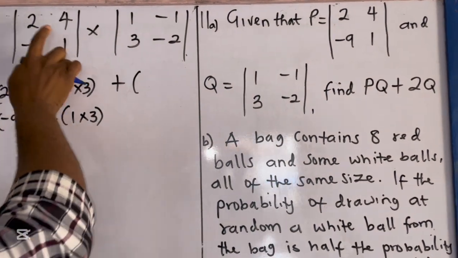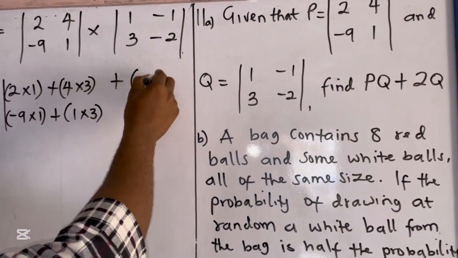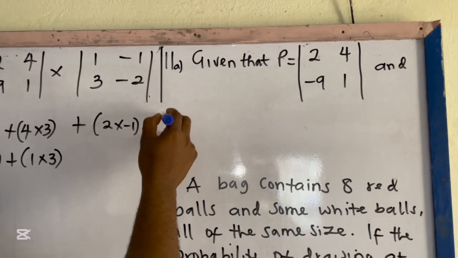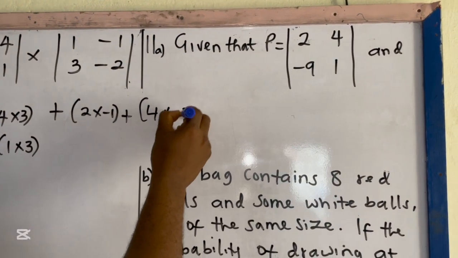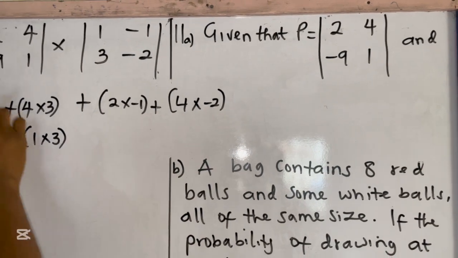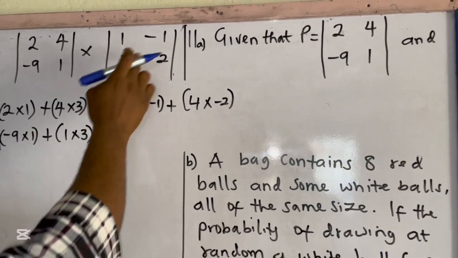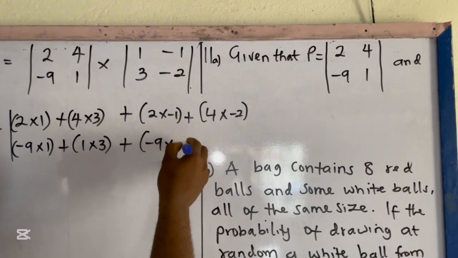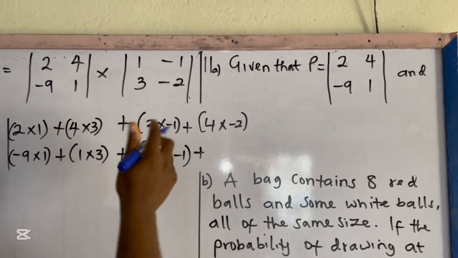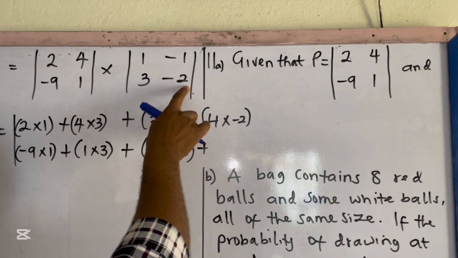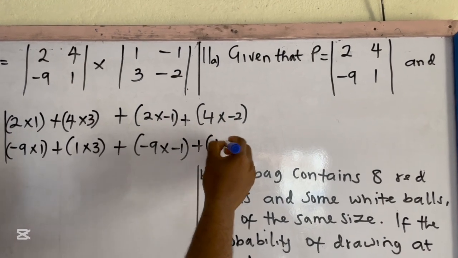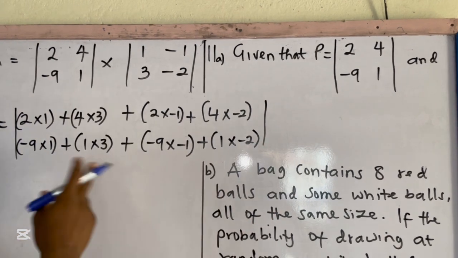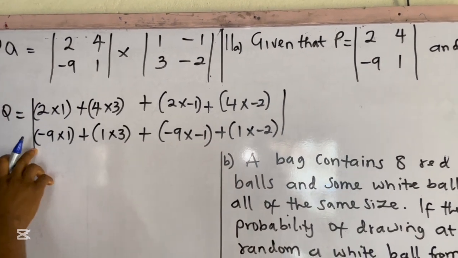Then 2 times minus 1, plus 4 times minus 2. We also have minus 9 times minus 1, plus 1 times minus 2. Alright, if you want to know more about this, you can watch our video on matrices.